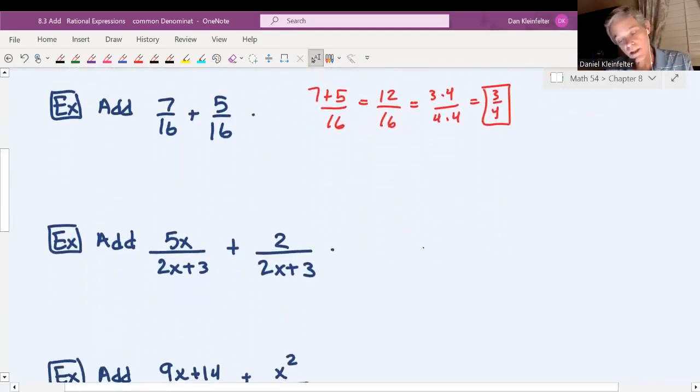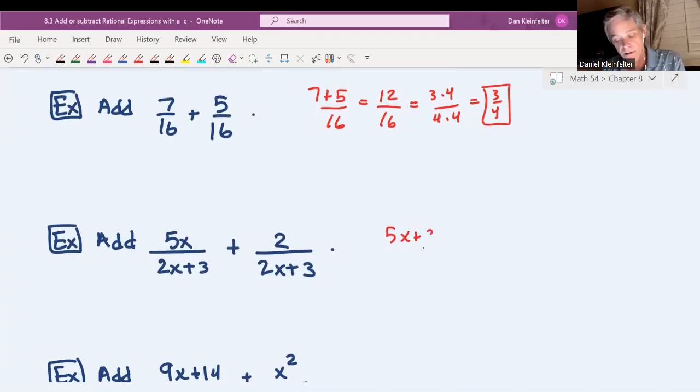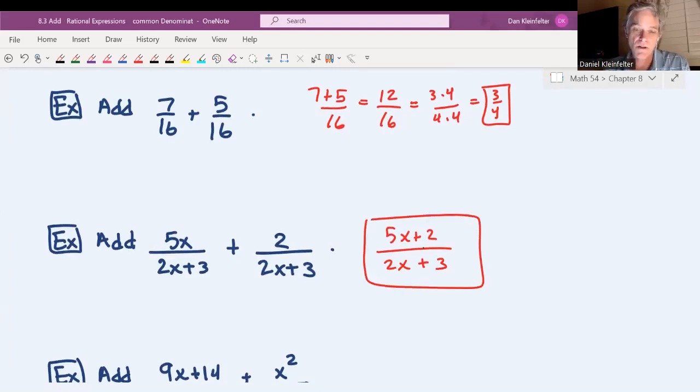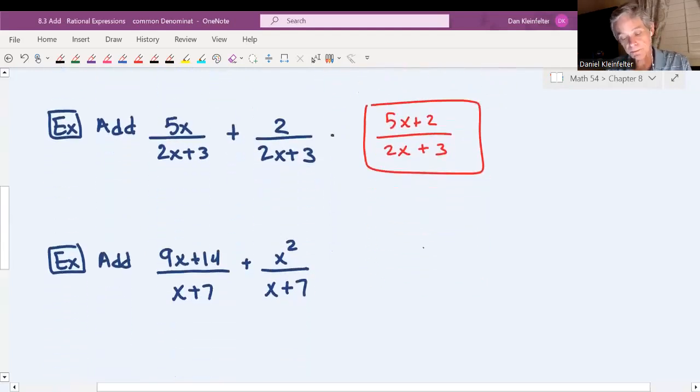Okay, let's try one with some variables in it. We have 5x over 2x plus 3 plus 2 over 2x plus 3. This will be 5x plus 2 over 2x plus 3. And that's it on this one. There's no simplification that's possible.